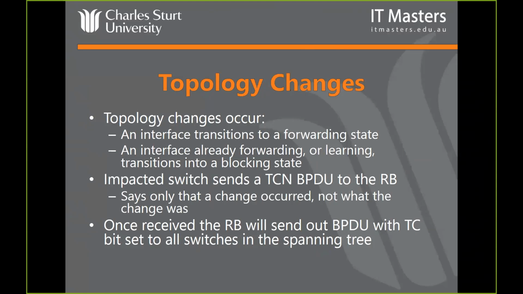The switch that is directly impacted by that change will send what's called a topology change notification BPDU. So it sends that information directly to the root bridge by whatever path it has to take to get back to the root bridge. And all it does is it says that a change occurred, but not what the change was. So it doesn't say whether a link's come up or gone down. Once the root bridge receives that topology change BPDU, it will send out another BPDU with a topology change bit set to all the switches in the spanning tree. So everyone becomes aware that a change has occurred and an election may be required.